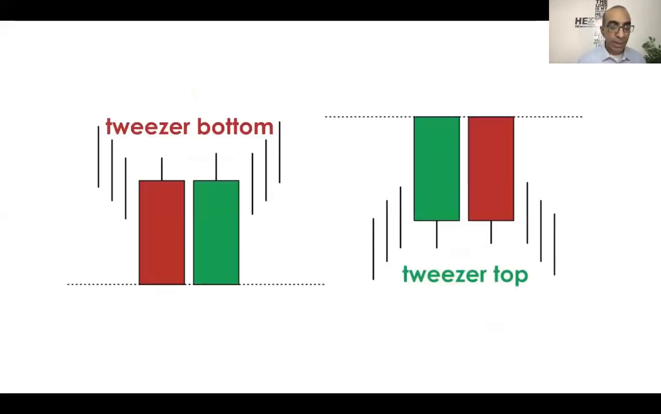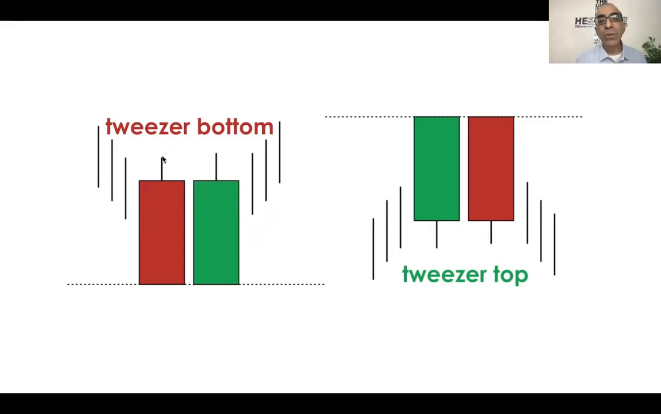Okay. All right. The last one we'll talk about is the tweezer bottom and the tweezer top. Okay. These are nice because these also show something similar. This is a very bullish, strong reversal pattern. Okay, so here's a red candle followed by a green candle. Okay, almost similar to the engulfing pattern, except that the second candle doesn't really engulf. Okay, it just is like equal to the previous one. It's equal to the previous one. This also has a good possibility or probability of the price going higher for a tweezer bottom.